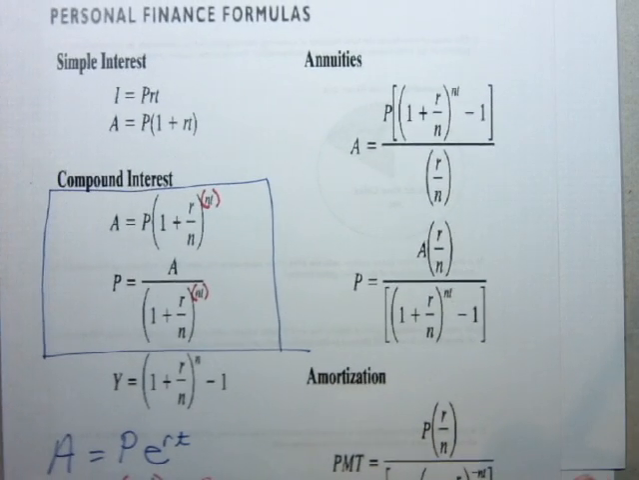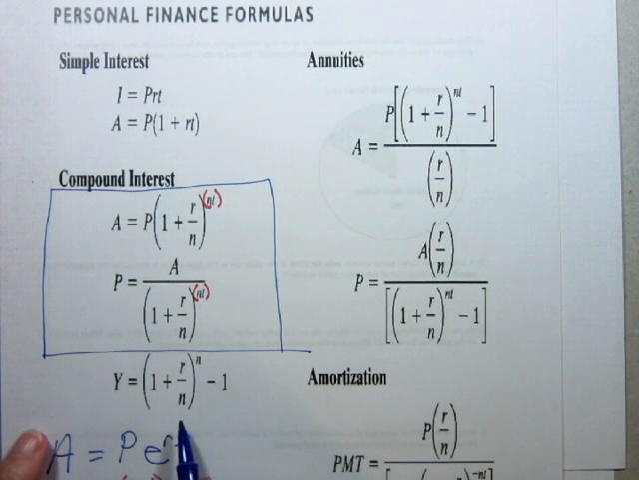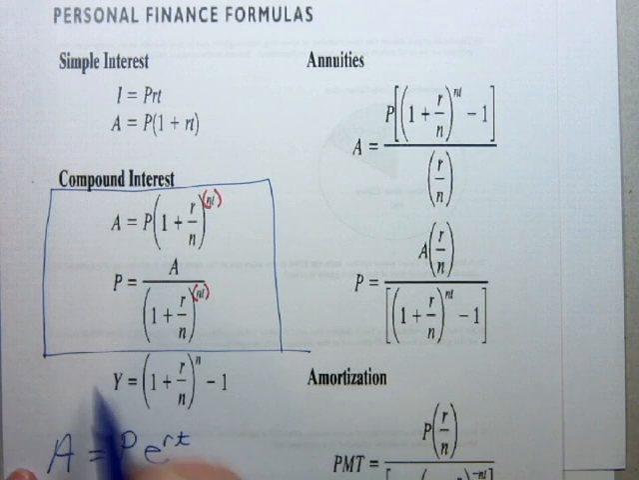Now, that one you will be using whenever they say which is a better interest rate, or what simple interest rate would give you 8% compounded monthly. You're going to use this effective annual yield formula when it asks you that.